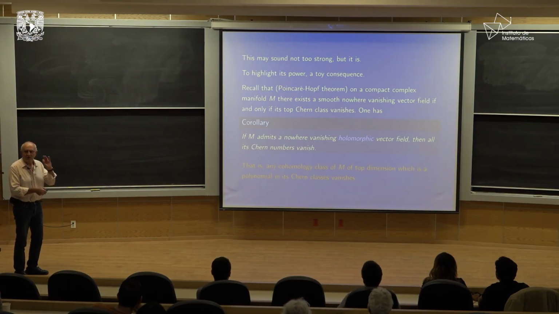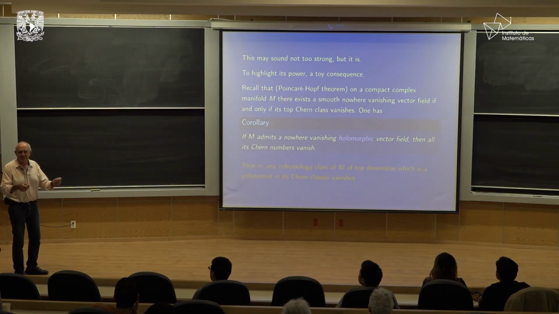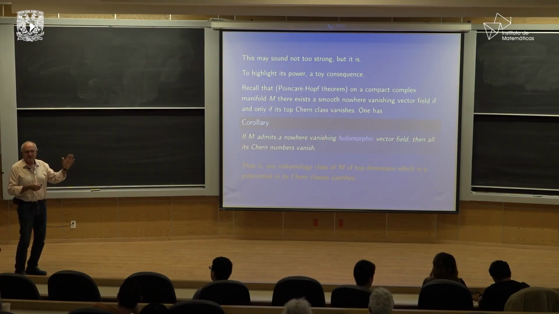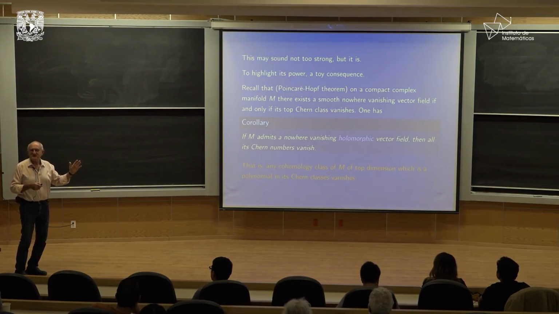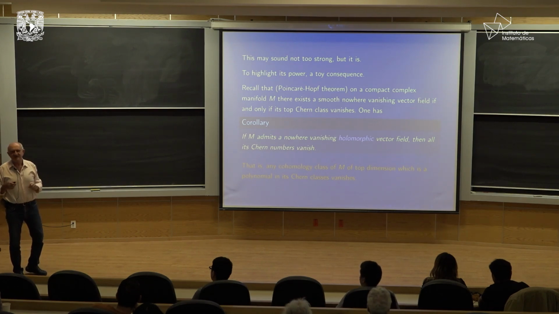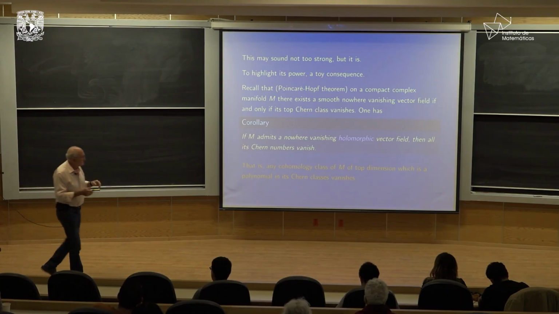Okay? But now suppose the complex manifold actually admits a nowhere vanishing holomorphic vector field, not continuous. Then all its Chern numbers vanish. The Chern numbers are all products of the Chern classes of the manifold of top dimension, evaluated on the orientation cycle. So if it admits a holomorphic vector field, all Chern numbers vanish. If it admits a smooth vector field, we only know that the top Chern class vanishes. So that shows how powerful this theorem is.